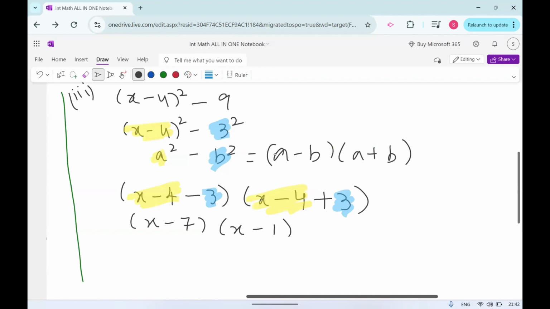Now there are two more varieties. One is perfect squares factorization, and the other one is splitting the middle term. I'm going to show you that in my next video.